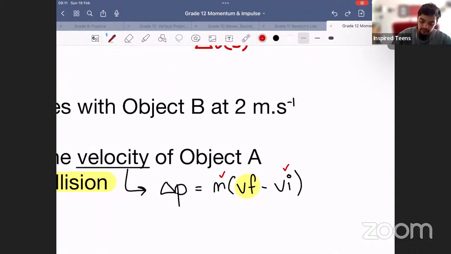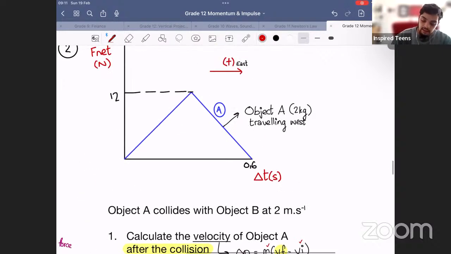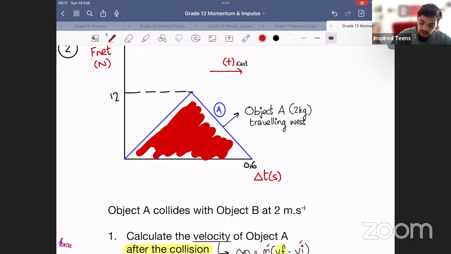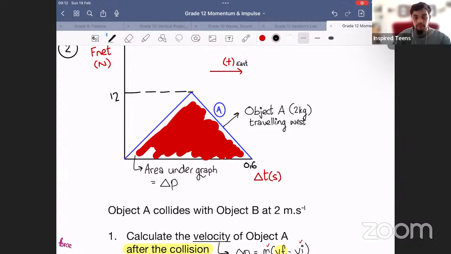So we have to know what impulse is. That's where this graph comes in, because we need to calculate impulse utilizing the graph. For this force versus time graph, we need to note that the area under the graph gives us impulse. Area under graph equals delta P. That is how we're going to utilize this graph to calculate our impulse, by using the area under the graph.